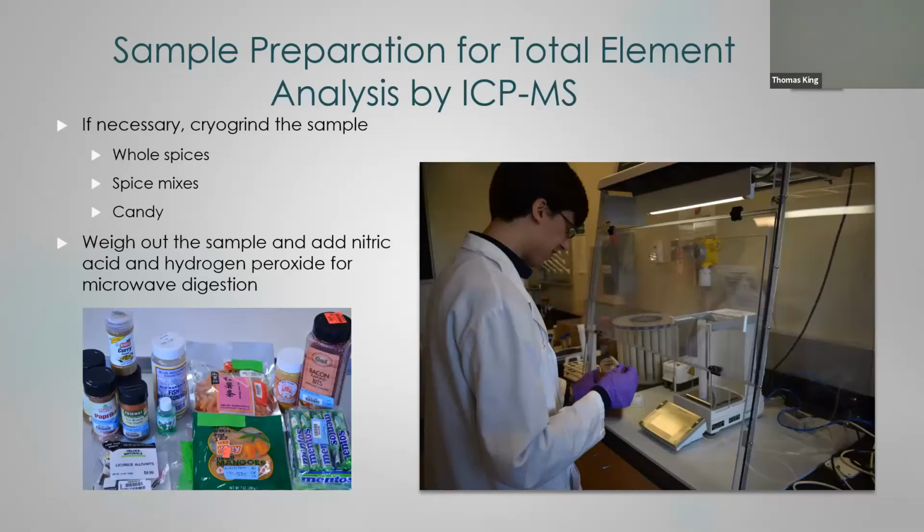Now I'll talk about the sample preparation for total element analysis by ICP-MS, inductively coupled plasma mass spectrometry. Samples are prepared by grinding them into a fine powder or paste. Most samples are cryoground. The samples are then dissolved into hot nitric acid and hydrogen peroxide. A high-powered microwave is used to heat the nitric acid and hydrogen peroxide. And here's a picture of my coworker, William, weighing out some spice into a microwave vessel.